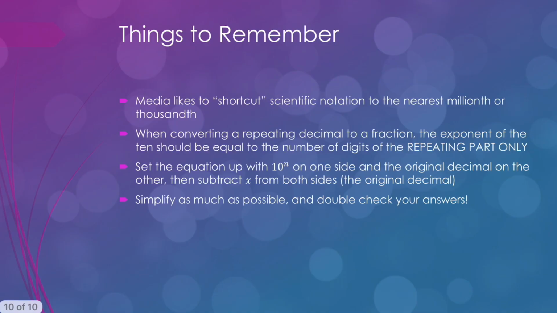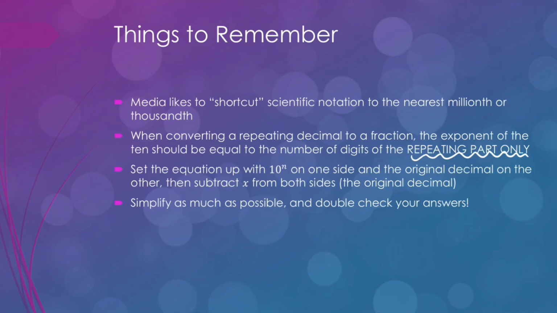So some things to remember. Earlier in the video, we talked about how the media likes to shortcut scientific notation to the nearest millionth or thousandth, so just keep that in mind. When you're converting a repeating decimal to a fraction, the exponent of the 10 should be equal to the number of digits of the repeating part only. So even if there's extra numbers in there, you only care about the repeating part. Set up the equation with 10 to the n on one side, like how I had 100x because I did 10 squared times x, and the original decimal on the other, so that you can subtract both sides, and simplify as much as possible, and double check your answers when you're done.